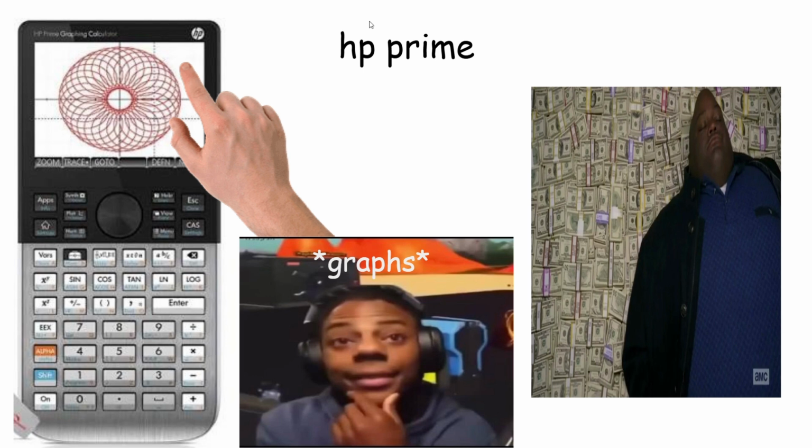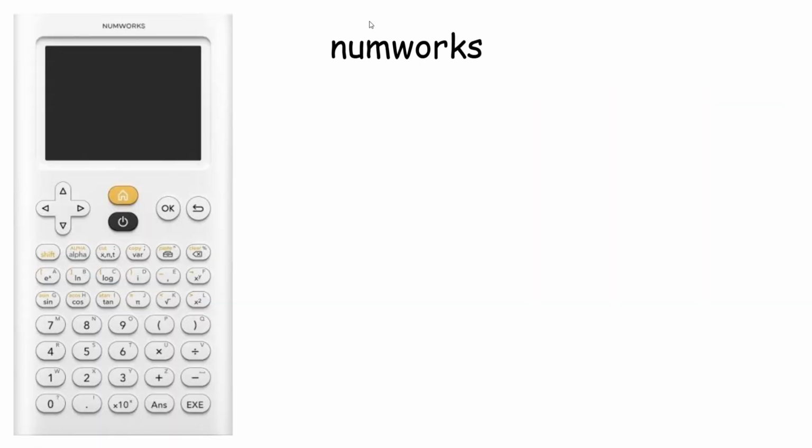If you're buying a calc mostly for the math exam, it's probably not worth it to pay a premium for math features you'll never use. But if you have the money and see yourself using it in the future, go for it. But my overall recommendation is actually the Numworks calculator.